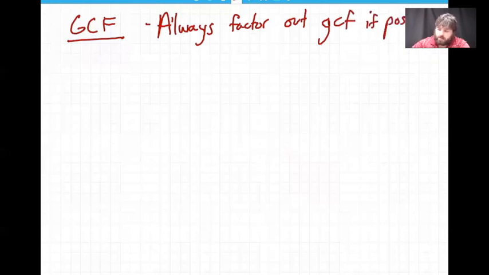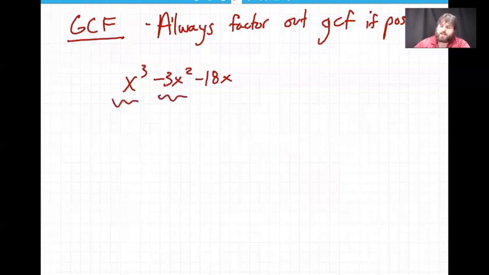At the very beginning, do it from the start, okay? It always makes things easier. So let's look for an example, x to the third minus 3x squared minus 18x, okay? X is in everything, right? There's an x in the first term. There's an x in the second term. There's an x in the third term. That means x is a common factor, okay?